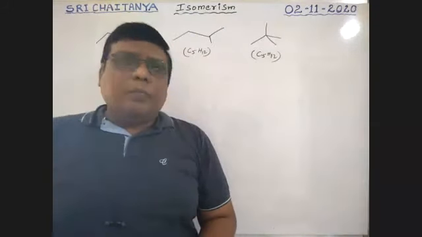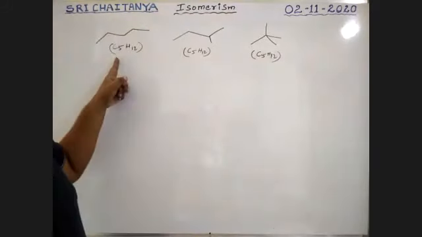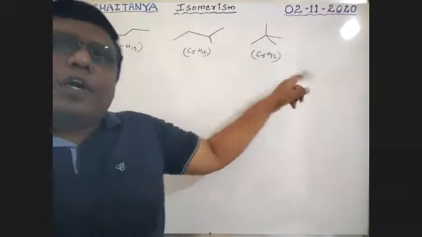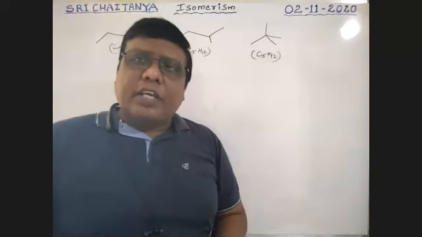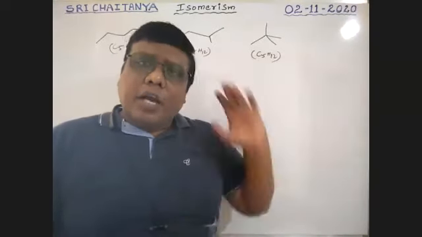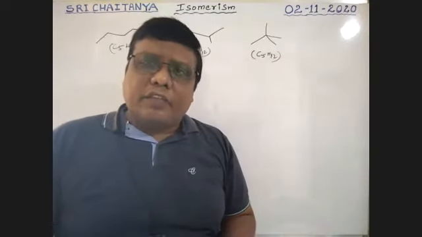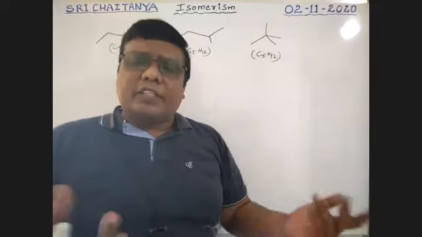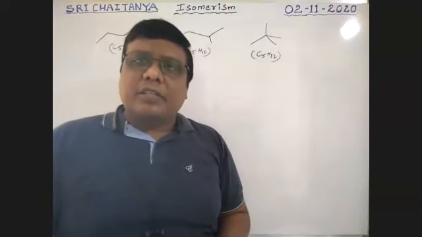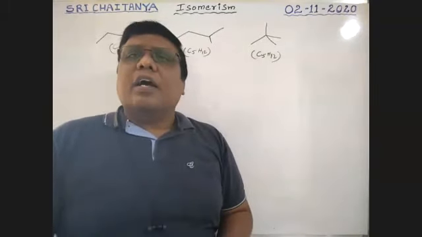Tell me. The molecular formula is the same, but the structural arrangements differ. It is pentane, it is isopentane, it is neopentane. The compounds are different, but the molecular formula is the same. So that phenomenon is called isomerism, and those compounds are called isomers. Compounds having the same molecular formula but differing in their physical and chemical properties due to differences in their structural or spatial arrangements. That is called isomerism, and those compounds are called isomers.